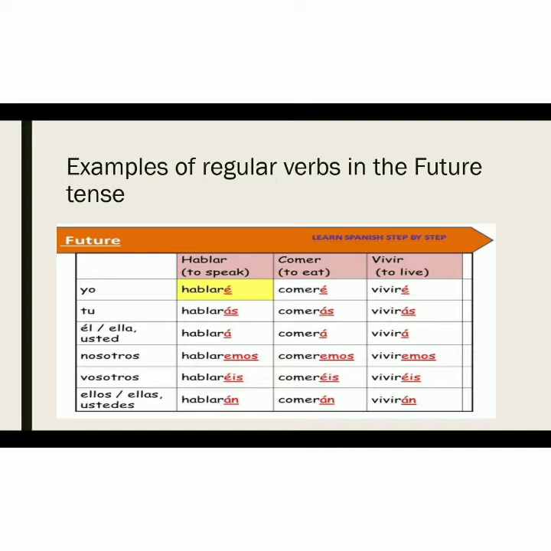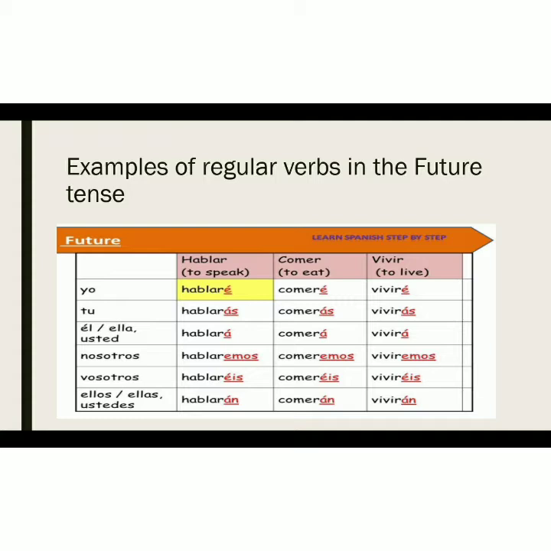Examples of regular verbs in the future tense. To the left of the table, you will see your pronouns. You may revisit my video on subject pronouns to remember what they mean if you have forgotten. Now we are going to look at hablar, comer, vivir conjugated in the future tense. Yo hablaré. Tú hablarás. Él, ella o usted hablará. Nosotros hablaremos. Vosotros hablaréis. Ellos, ellas o ustedes hablarán.